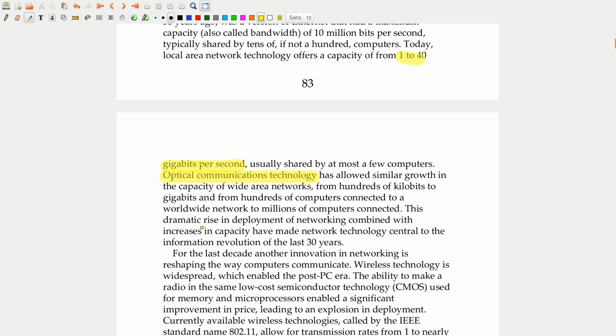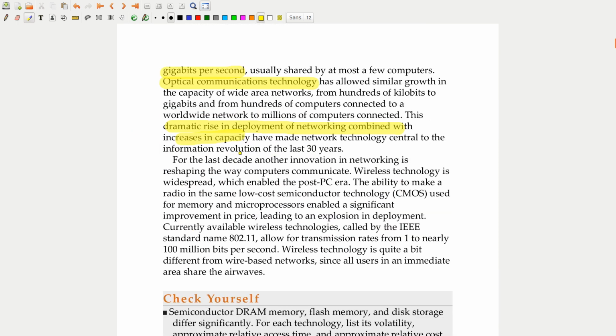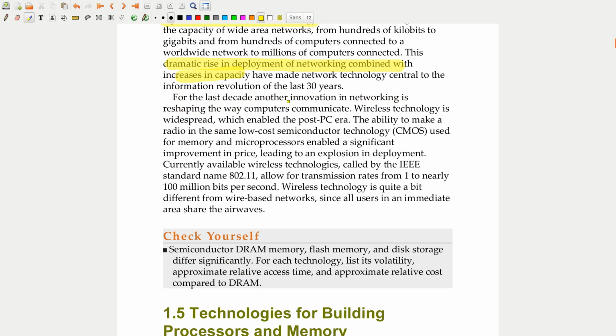We've seen a dramatic rise in deployment of networking combined with increasing capacity, making it central to the information revolution. For the last decade, another innovation in networking has been reshaping the ways computers communicate: wireless technology. That's the ability to make radio in the same low-cost semiconductor technology, CMOS, which stands for complementary metal oxide semiconductor. CMOS is a combination of NMOS and PMOS together, used for memory and microprocessors, and it enabled significant improvement in price, leading to an explosion in deployment.